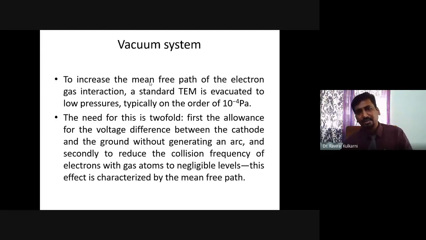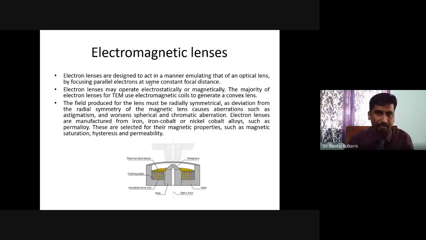Secondly, it reduces the collision frequency of electrons with gas atoms to negligible levels. This effect is characterized by what? Mean free path. So that's the reason we go for a vacuum system. Why do we go for a vacuum system? One, we are applying very high voltage, so there should not be any spark or arc. In vacuum, an arc is not produced. And also, to increase the mean free path. These are the two reasons why we go for a vacuum system.